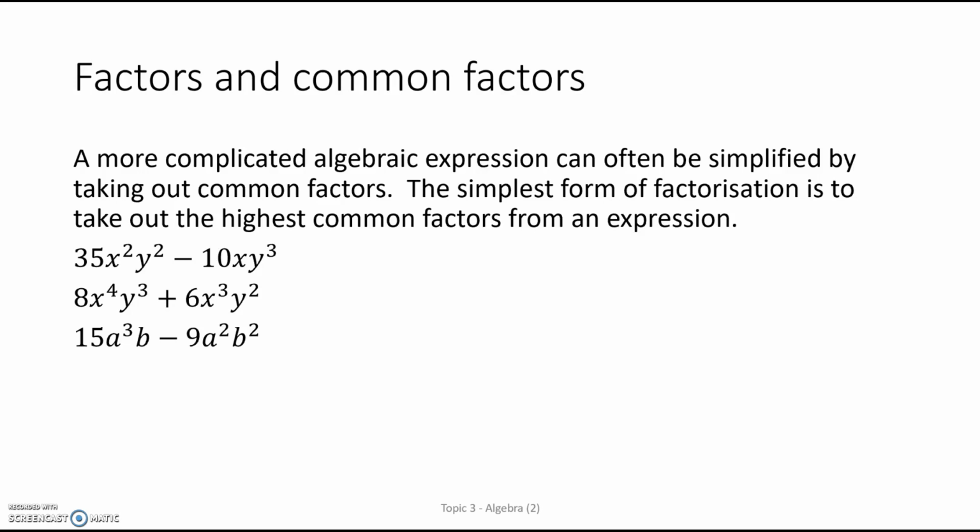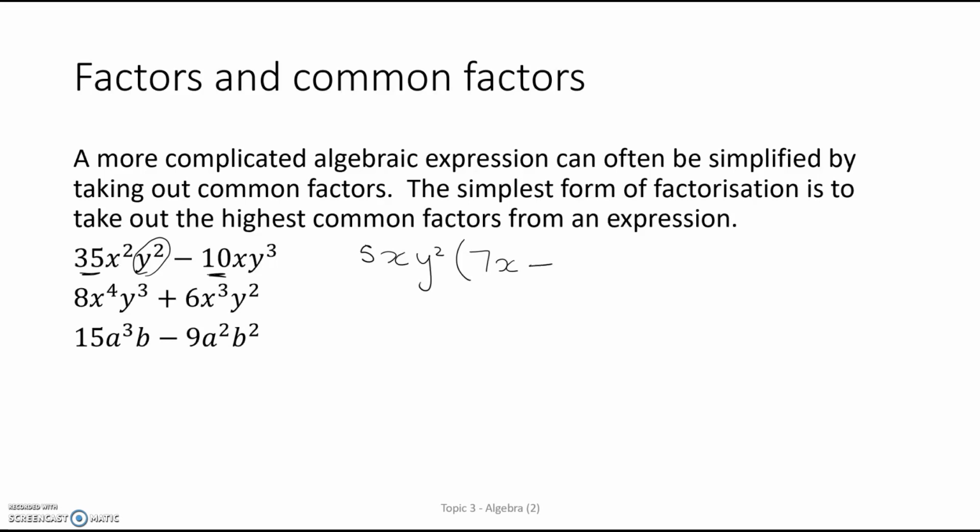The highest common factor of the numbers is 5. So we'll take that out. Then the highest common factor of the powers of x would be x. That's the biggest power of x. And the highest common factor of the powers of y would be this one, y squared. Now that we've taken those out, let's see what's left. 5 times what makes 35? That's 7. X times what gives us the x squared? That would have to be x. We've got y squared, so we're done there.